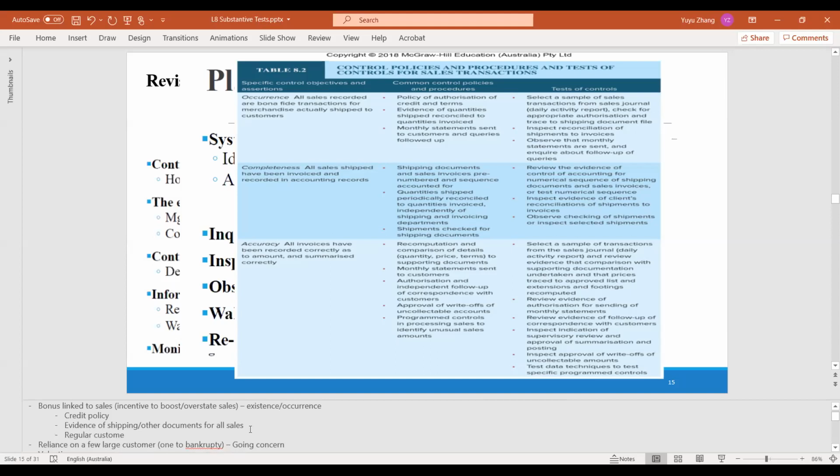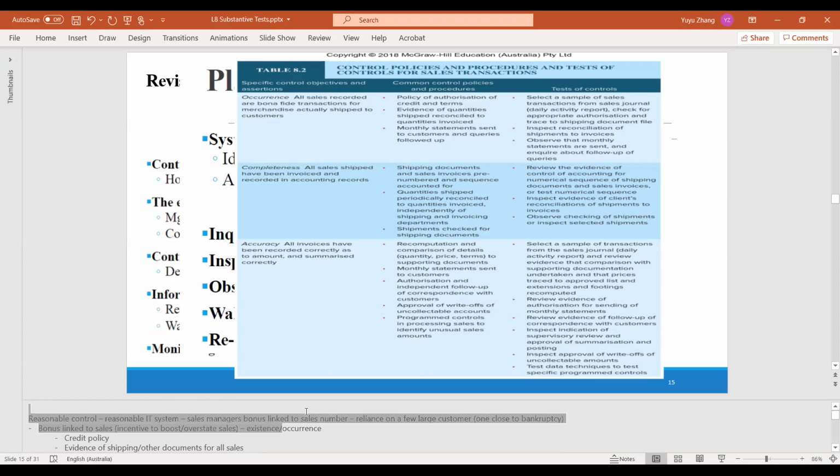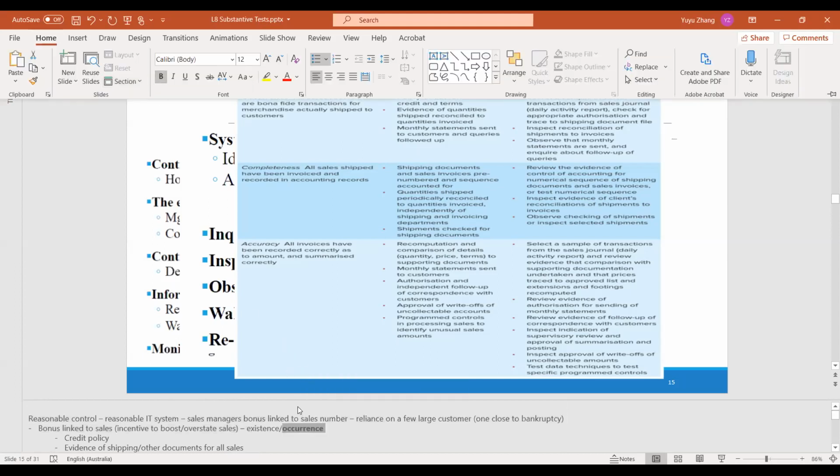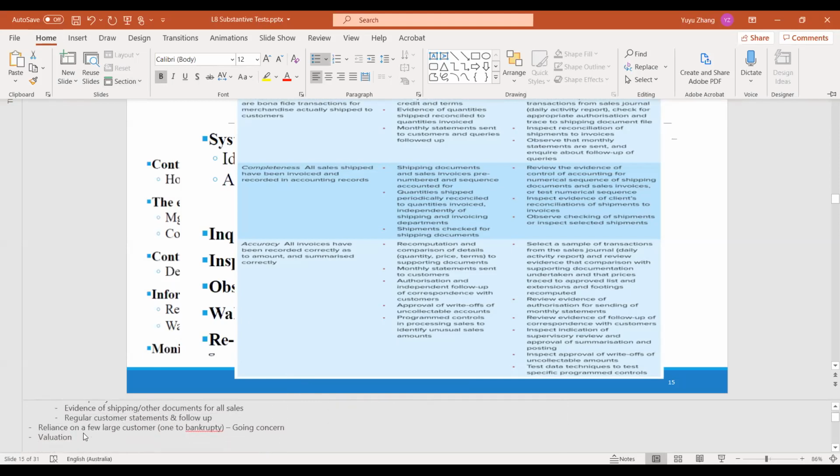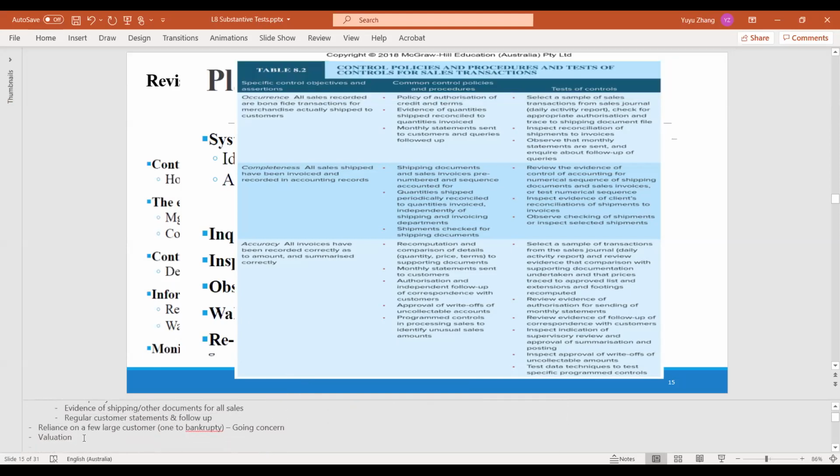So the other key control could be that the company should have regular customer statements and need to follow up any outstanding ones. Okay. What about valuation? What are the normal controls for valuation of sales?